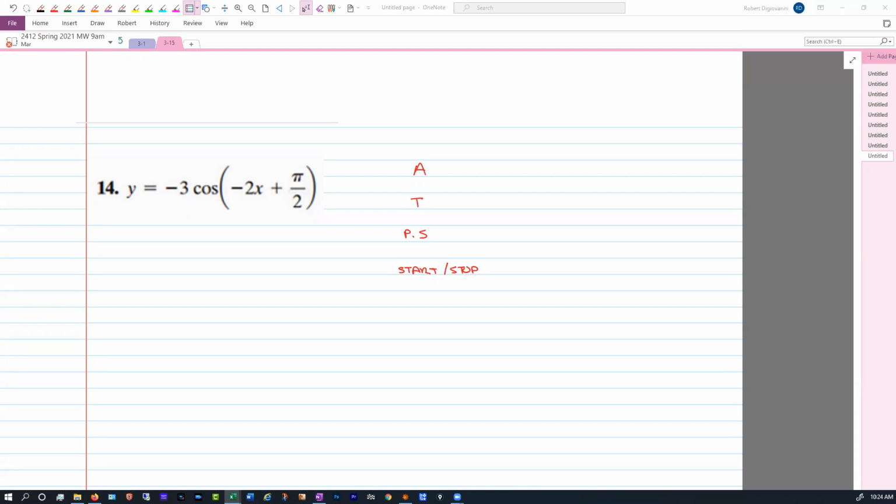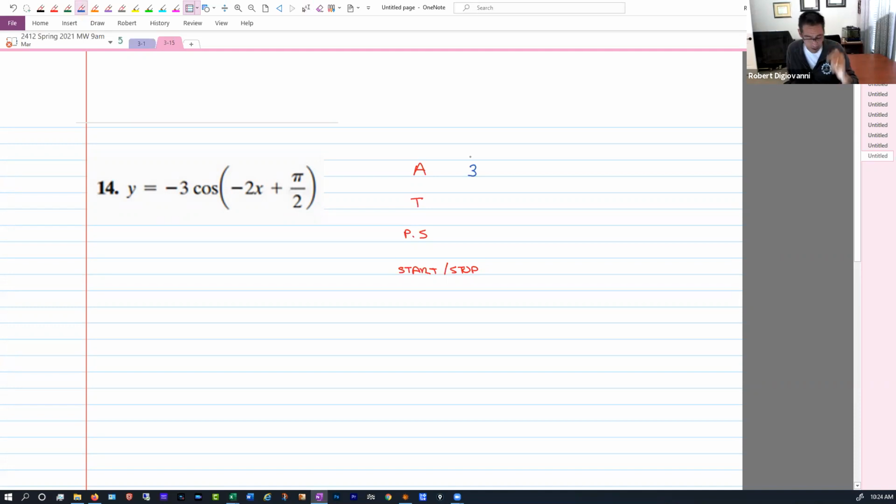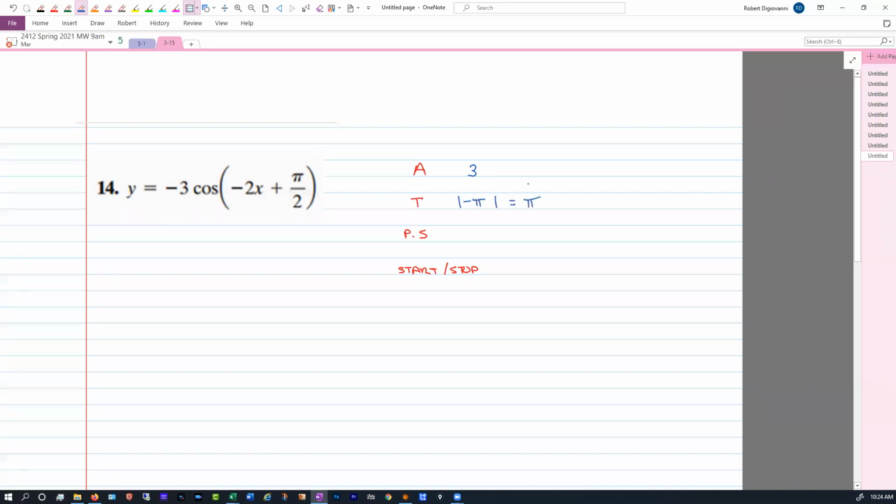Yeah, I wasn't by my notes at first, but I got up to the period. So what's the amplitude? 3. Okay. And then the period you got was negative pi, which we're just going to look at the absolute value. So it should have a length of pi.